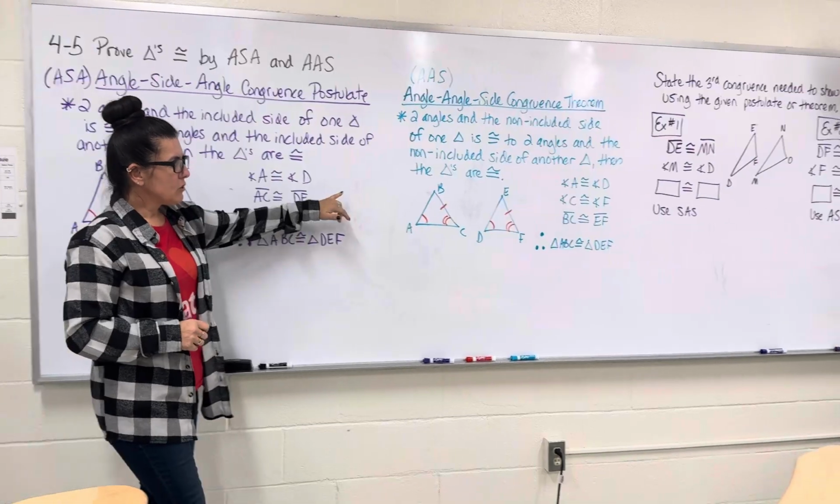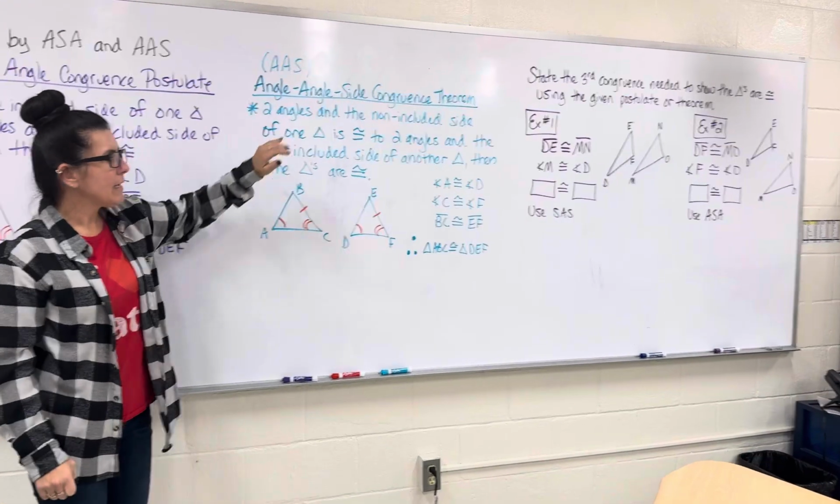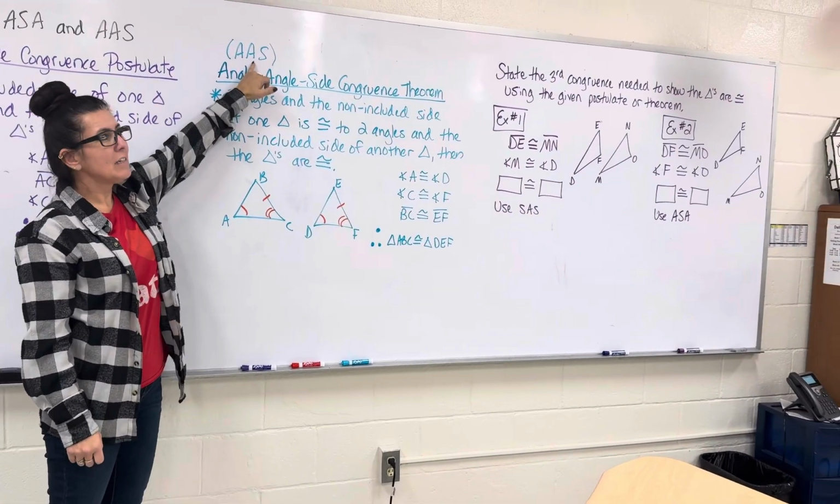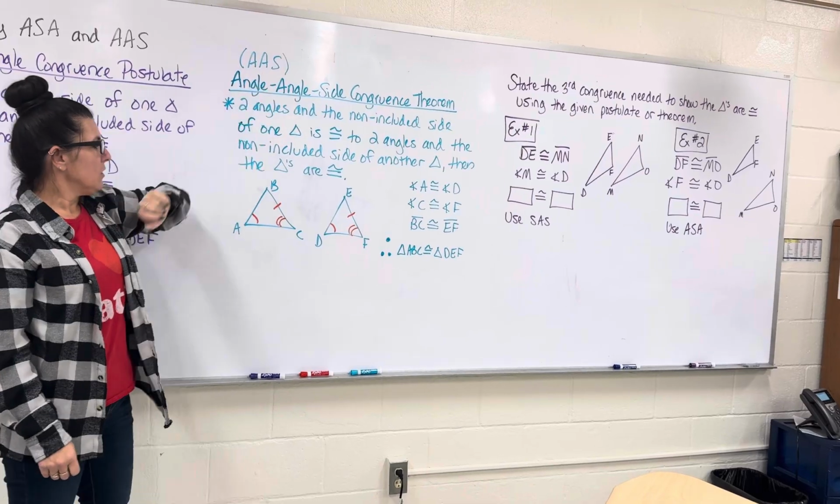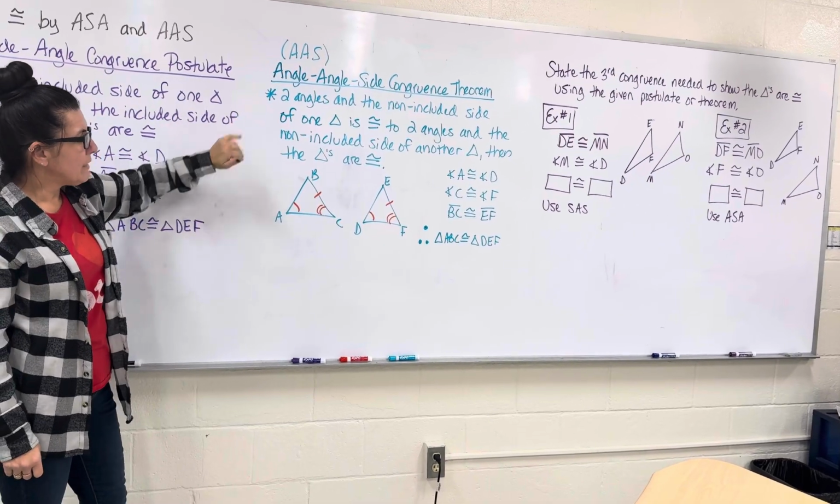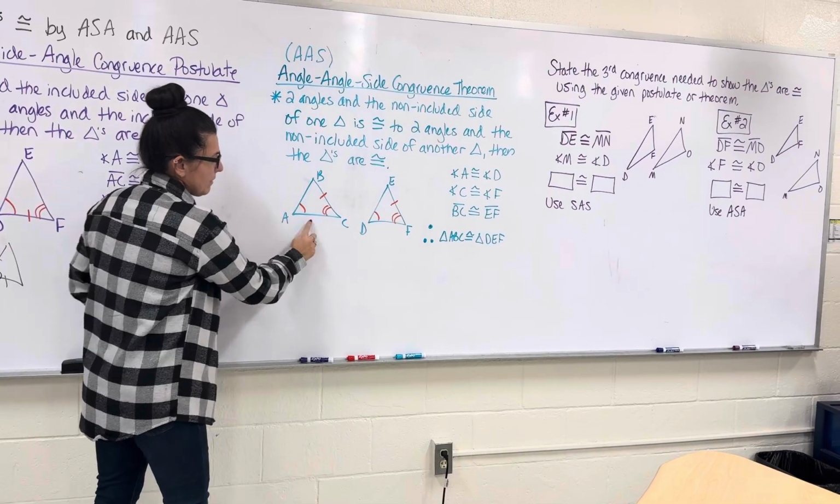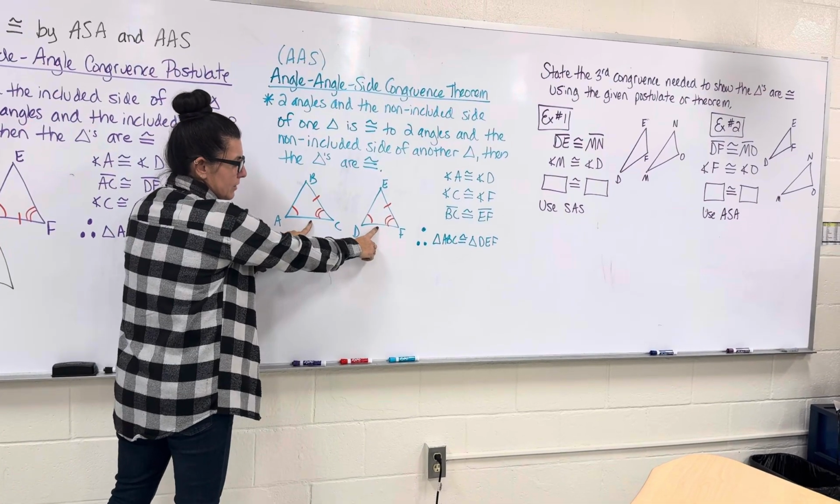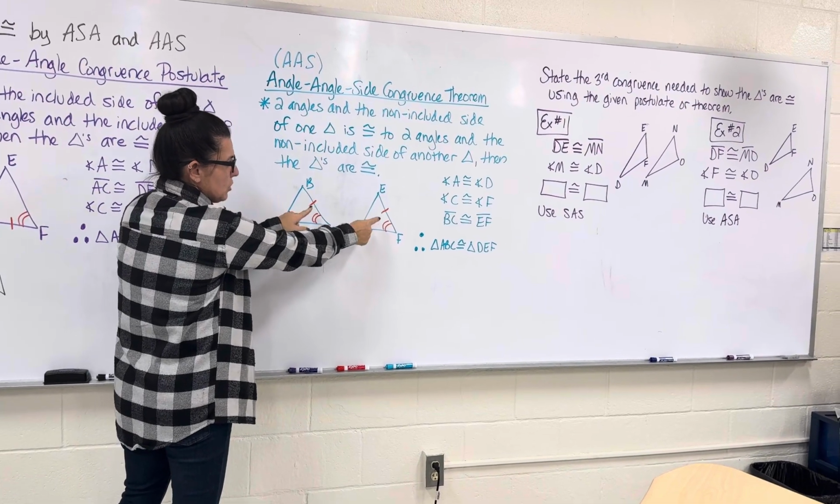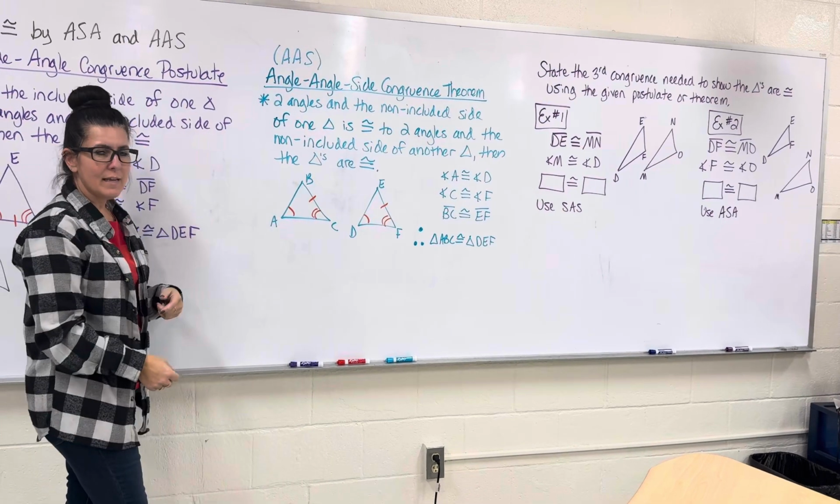The other relationship we have is angle, angle, side. Again, look at the way it's written. The side is not sandwiched. So in this case, it says the non-included side. So if you have two angles that are congruent, this would be the included side that I just talked about a minute ago. The non-included side is not sandwiched.